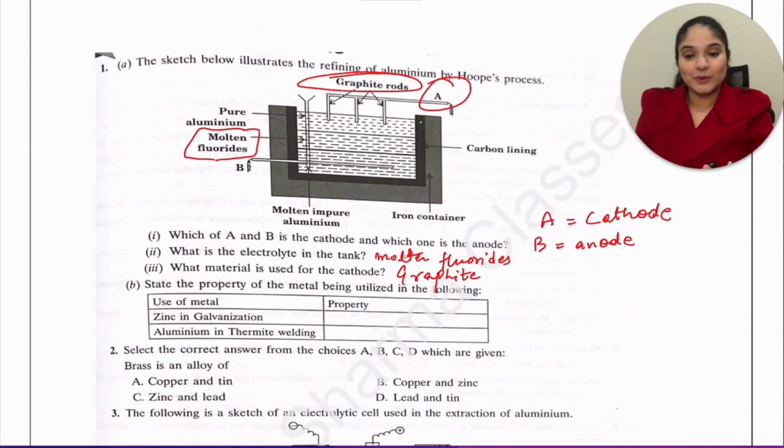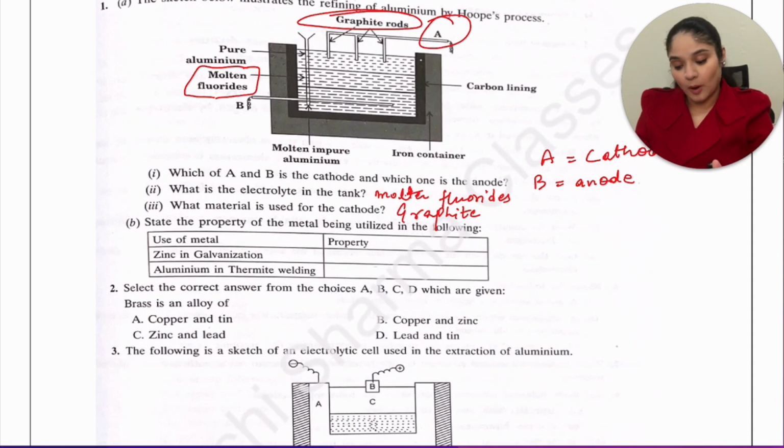Now moving on to question B. Now this B is state the property of the metal being utilized in the following. So this is from the last part of the chapter. If you are working from Selina book, in that book, last page of the chapter is basically a chart that is given to you, which contains alloys, what they are made up of, and the uses. So this is directly from that. They have also mentioned the property of that. So zinc in galvanization. Zinc is used in galvanization because it is resistant to corrosion. So because of its property of being resistant to corrosion.